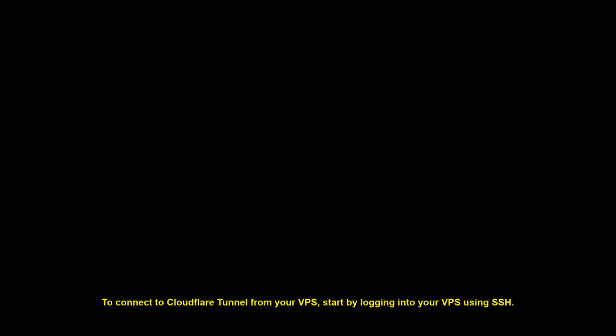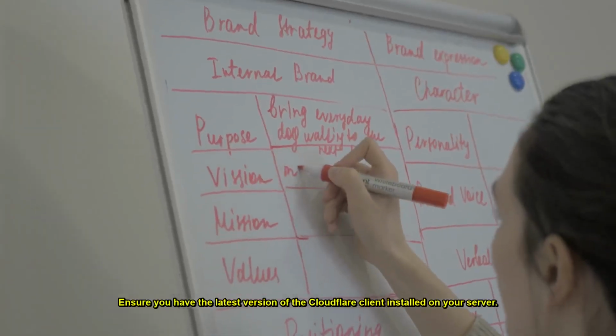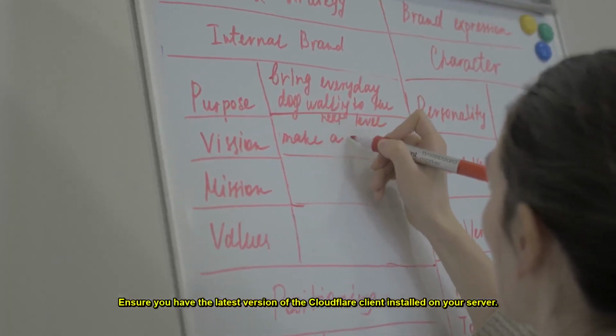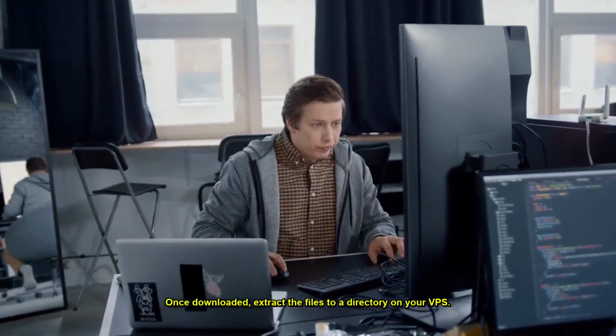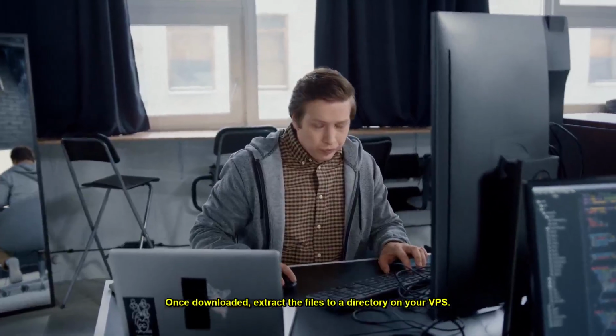To connect to Cloudflare Tunnel from your VPS, start by logging into your VPS using SSH. Ensure you have the latest version of the Cloudflare client installed on your server. You can download the client from Cloudflare's official GitHub repository. Once downloaded, extract the files to a directory on your VPS.